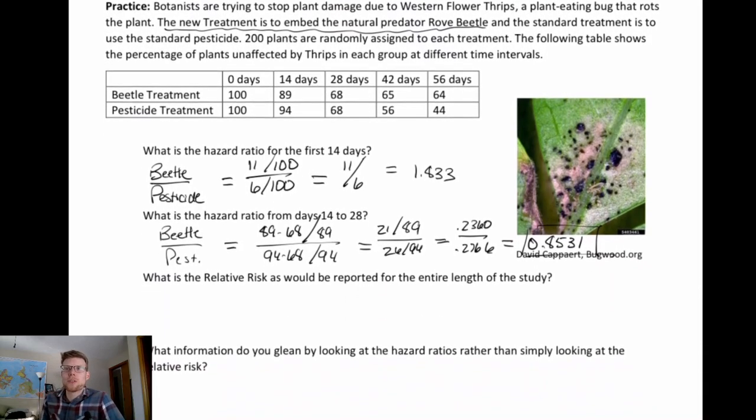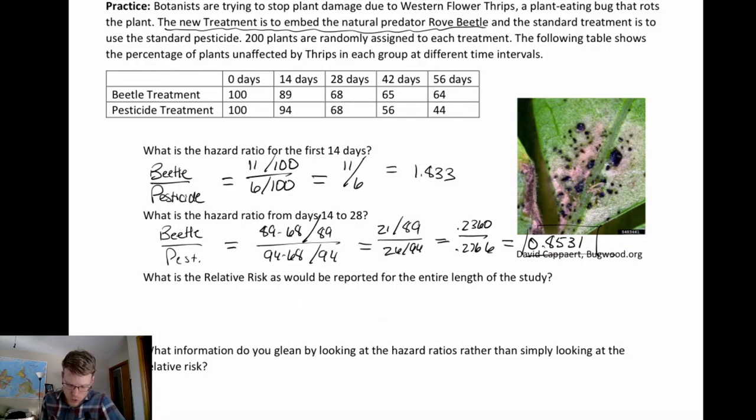Now, again, we mentioned that this is essentially just relative risk. We're just applying it to particular time periods. So if you wanted to calculate relative risk, the assumption behind that measure here is that this is for the entire length of the study. So if we're using the term relative risk, we typically mean from start to finish, whereas a hazard ratio would be a very particular time point that we might be wanting to know more about.